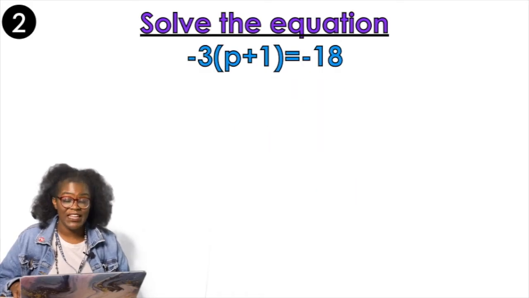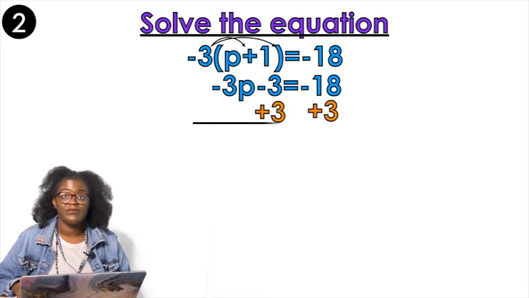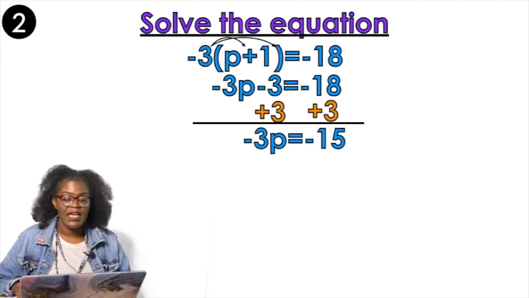We're going to distribute the negative 3. Negative 3 times p is negative 3p. Negative 3 times 1 is negative 3. So negative 3p minus 3 equals negative 18. We are now going to get rid of the constant. So adding 3 to both sides. Now we're going to get rid of the coefficient. Divide by negative 3 on both sides. P equals 5.